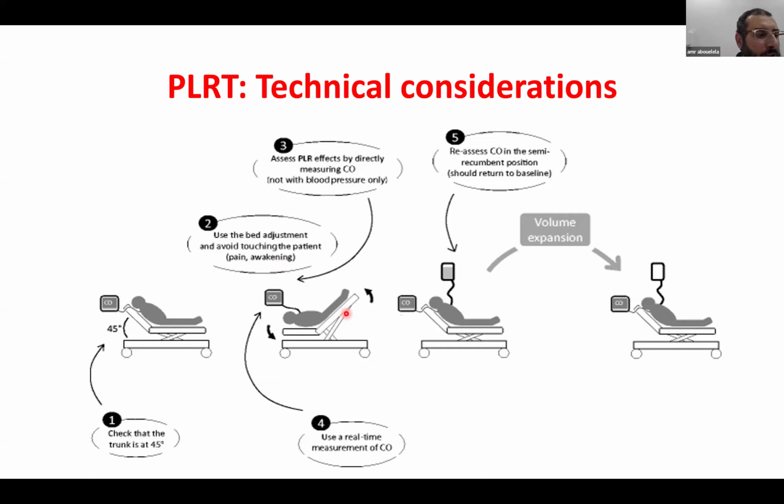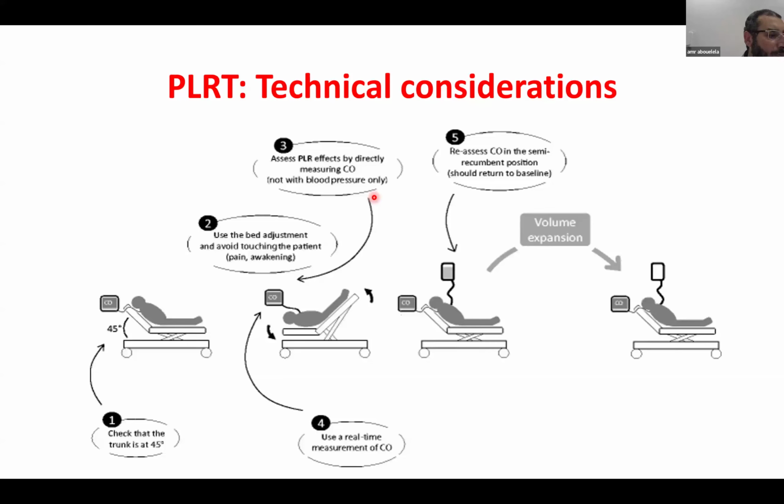We will have a false increase in the cardiac output if the patient is in pain or awake. This will not reflect a real increase in the cardiac output. The main disadvantage while assessing the passive leg raising test is that it should directly measure the cardiac output, not the blood pressure. So to apply the passive leg raising test, you should have a way to measure the cardiac output. You cannot rely only on blood pressure improvement to say whether the patient is fluid responsive or not.